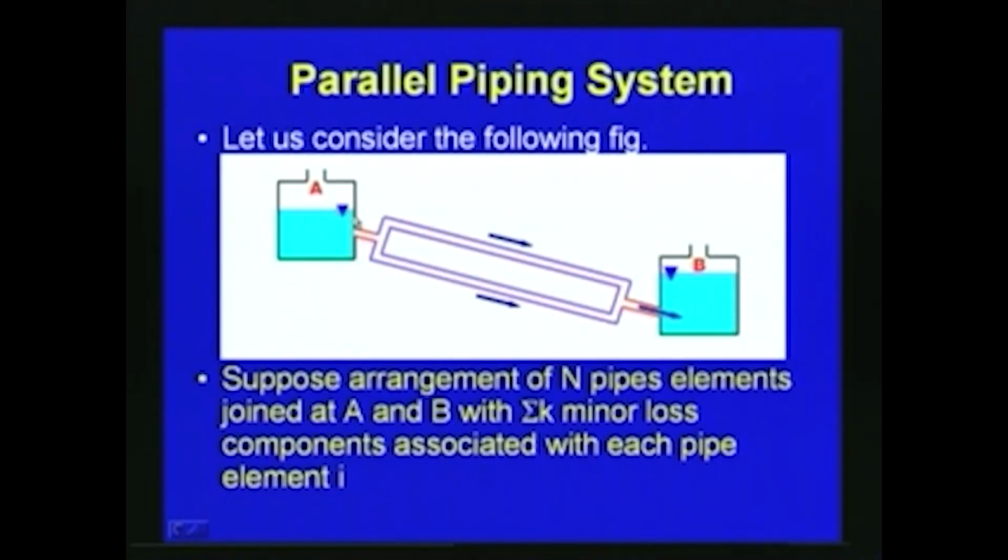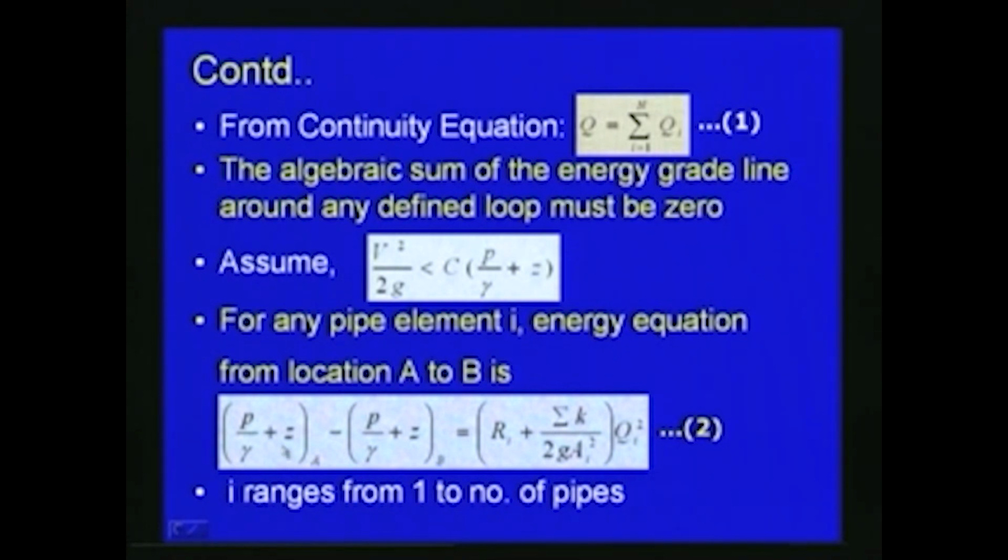We can write the energy equation between A and B. That will give P by gamma plus Z at A minus P by gamma plus Z at B, equal to R I plus sigma k by 2 g a I square, into Q I square, where Q I is the discharge in pipe number I, a I is the cross section of pipe number I, and R I is the resistance coefficient with respect to pipe number I, as we have discussed in the previous slides for the pipe in series. Here I ranges from 1 to the number of pipes. These are the basic equations which we also use for pipes in parallel: one is the continuity equation and the second one is the energy equation, depending upon the problem.